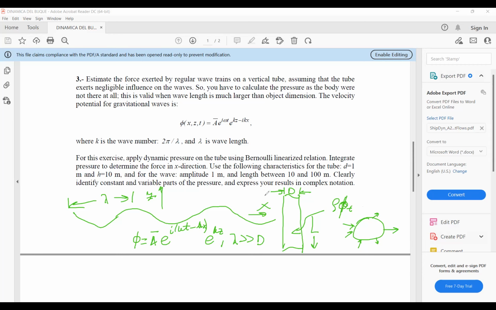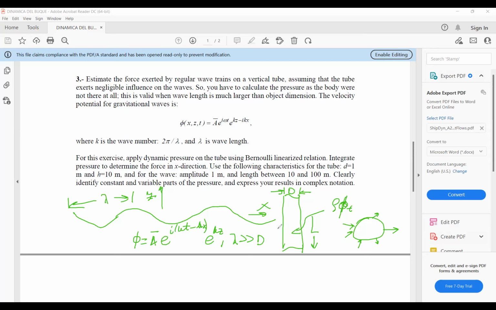Yes, doctor. In this problem, do we need to check that it satisfies the Laplace equation and no penetration? No, you don't need to. Only in some cases I ask you directly. For example, I give you a function, and I tell you, is this adequate to solve this problem in gravitational flow?